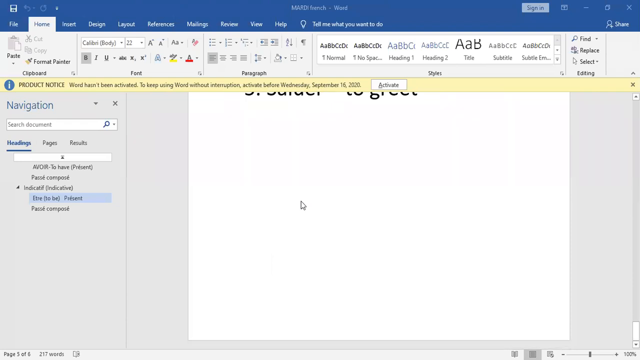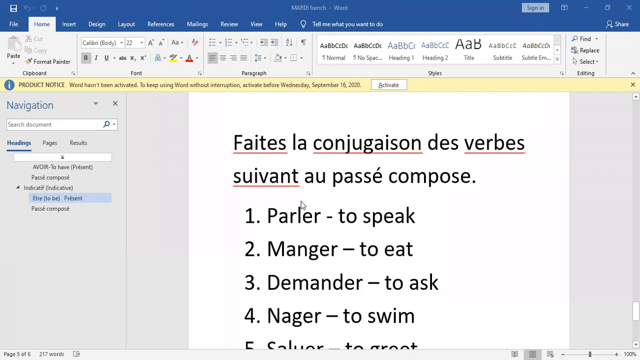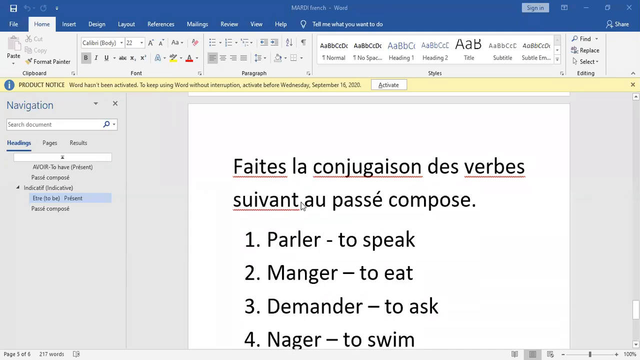Copy your homework. Try as much as you can to do them. Practice more. There are so many verbs that you can practice on your own. You can always send to me. You can always request for assistance if you need.